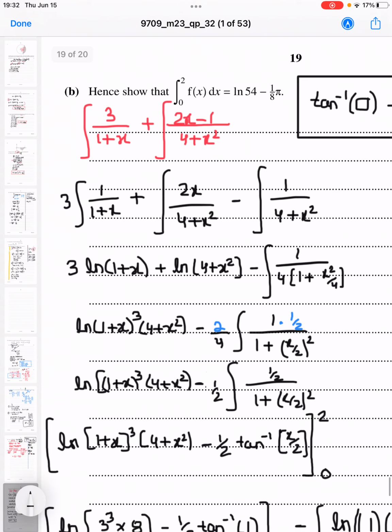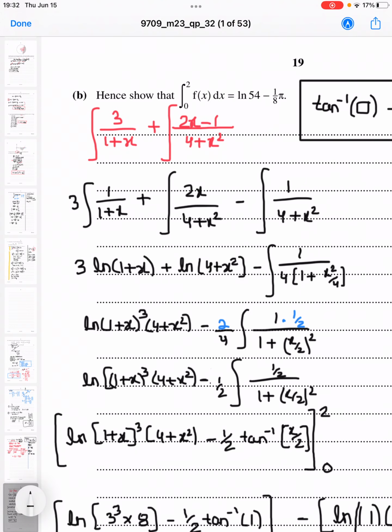Now it says integrate f of x and show that it equals ln 54 minus pi. So we had two breakups just like this, 3 over 1 plus x and (2x minus 1) over 4 plus x squared. Now we need to do the working. This one over here is a simple ln form, because the differentiation of the denominator 1 plus x lies above. So we could write it as 3 ln(1 plus x). So that's simple integration.